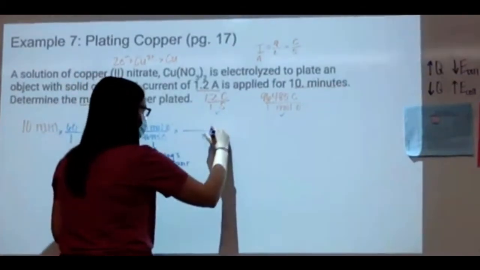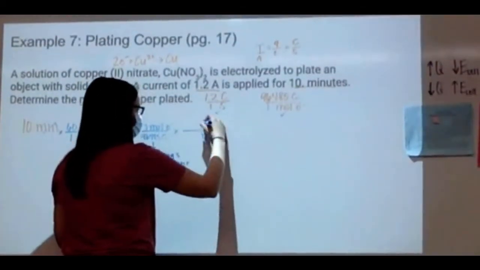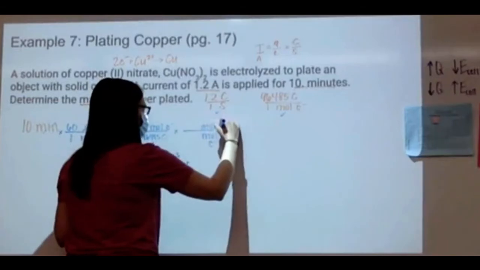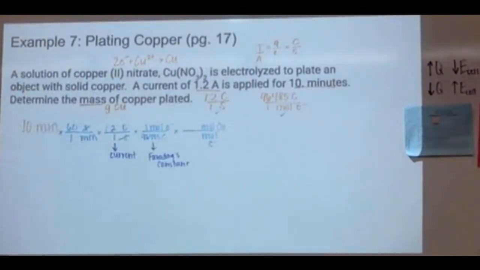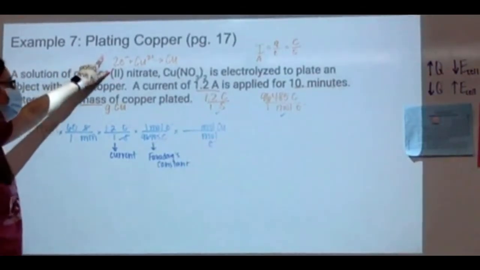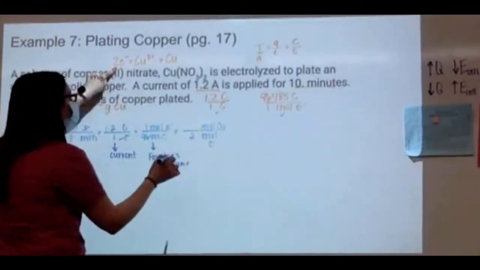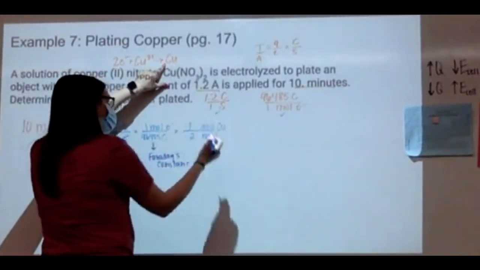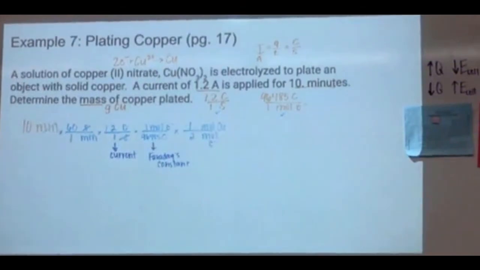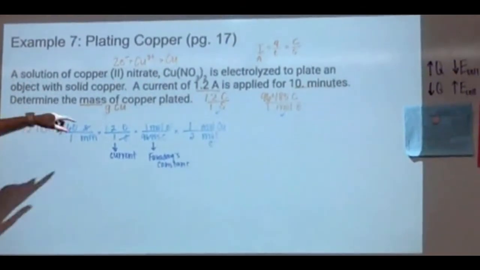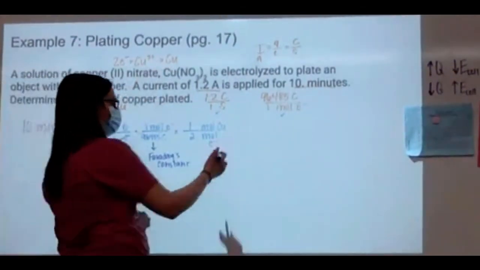This is why our balanced equation is important, the half reaction. Because here is a mole ratio. To go from moles of electrons to moles of copper, we need a mole ratio. So for every 2 electrons, there's 1 mole of Cu, because for the mass of copper plated, we're looking at Cu solid.